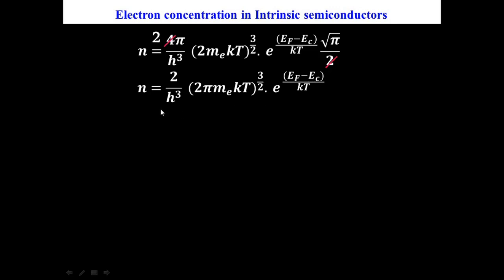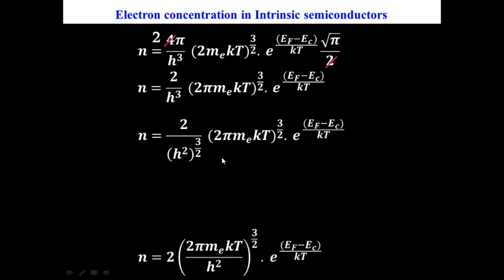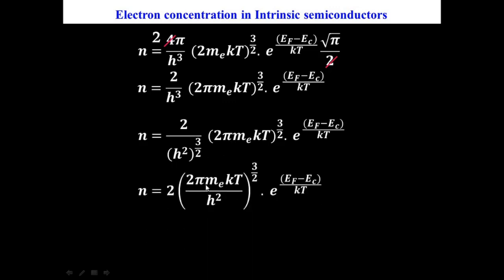Now this is h cube. So h cube can be written in terms of the power 3 by 2 in this way, h square to the power 3 by 2, since the 2 cancels out and again we get h cube. So again this is a term related to the power 3 by 2, so we bring it here. In this bracket, we get 2 pi m e kT upon h square to the whole power 3 by 2, and here is the term e to the power (EF minus Ec) divided by kT.